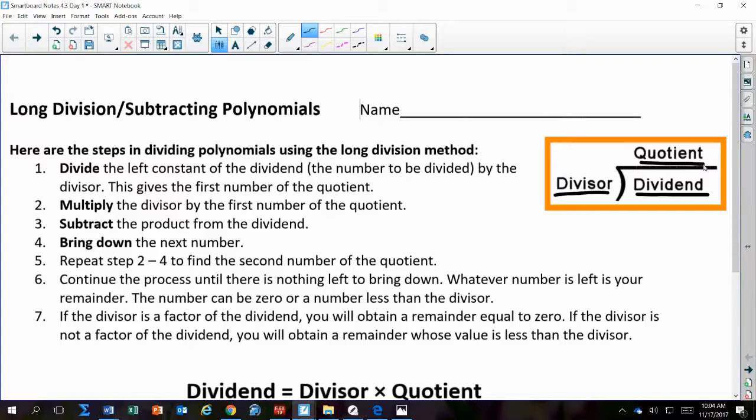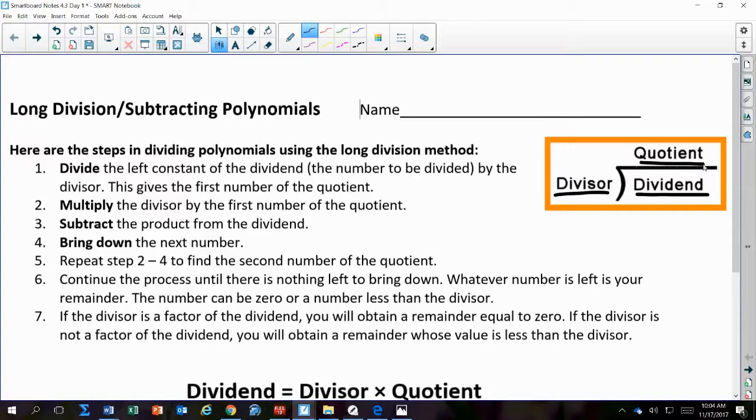Then what you're going to do is multiply the divisor by that first number of the quotient. So whatever you just got, you take it and multiply by the divisor and write it underneath here. Then you subtract those quantities and bring down the next number. We're just going to keep repeating those steps 2 through 4 over and over again. You continue this process until there's nothing left to bring down. Once there's nothing left to bring down, you stop.